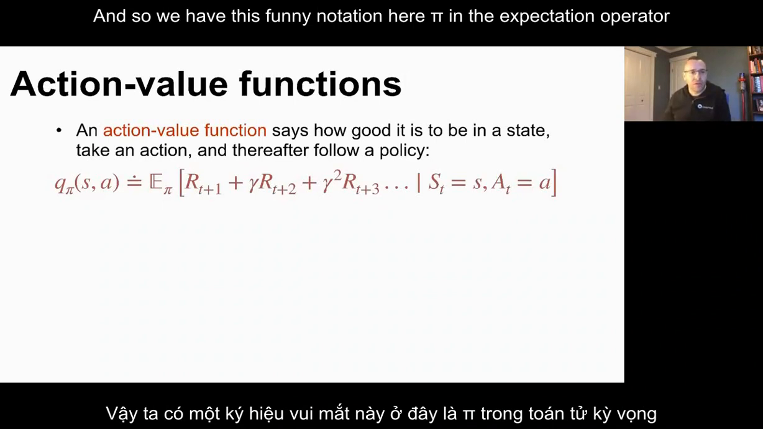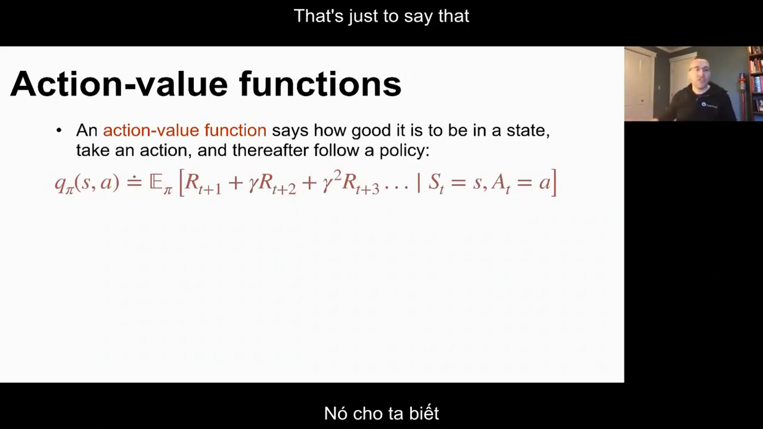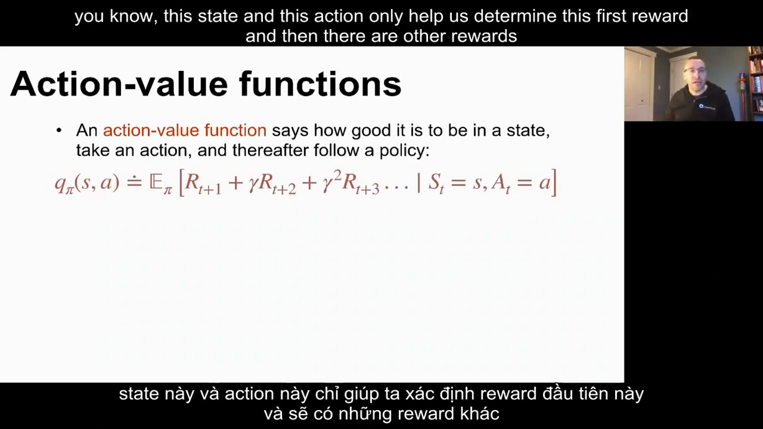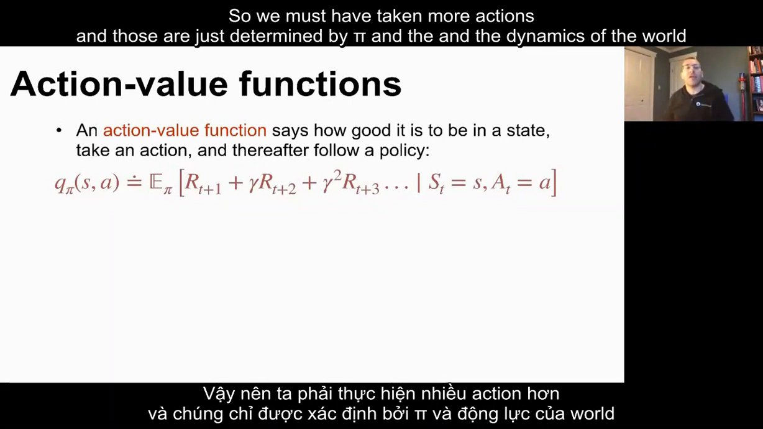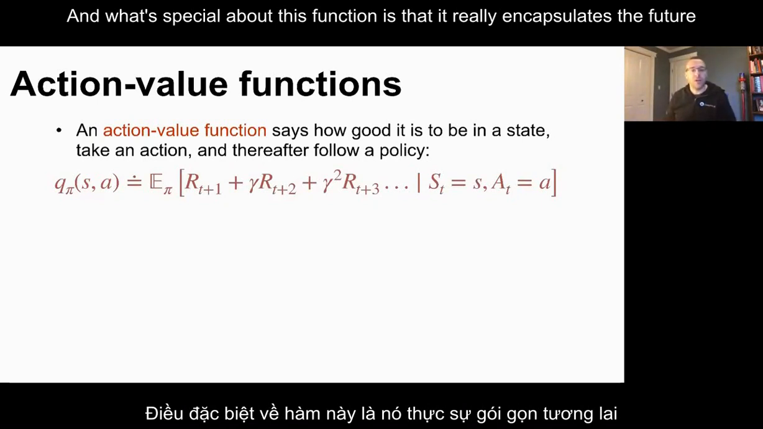And so we have this funny notation here, pi and the expectation operator. That's just to say that this state and this action only help us determine this first reward. And then there are other rewards, so we must have taken more actions, and those are just determined by pi and the dynamics of the world. And what's special about this function is that it really encapsulates the future.